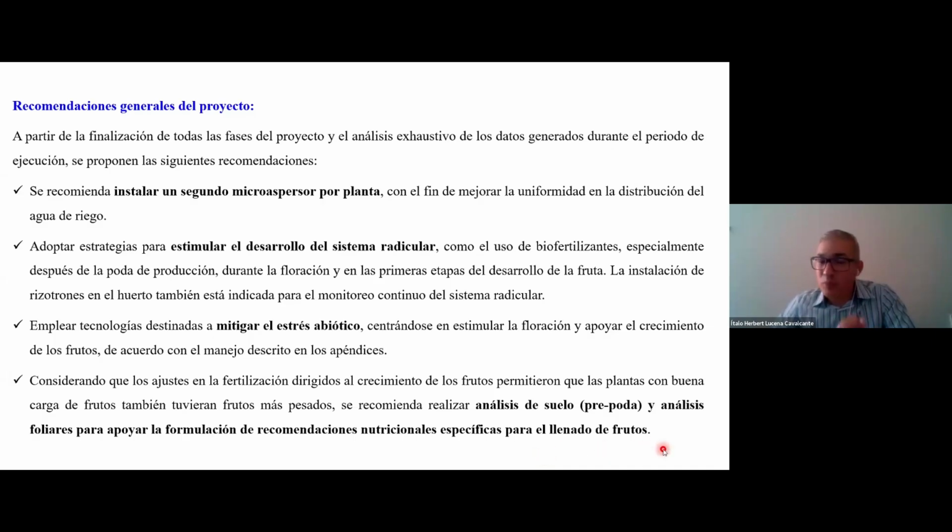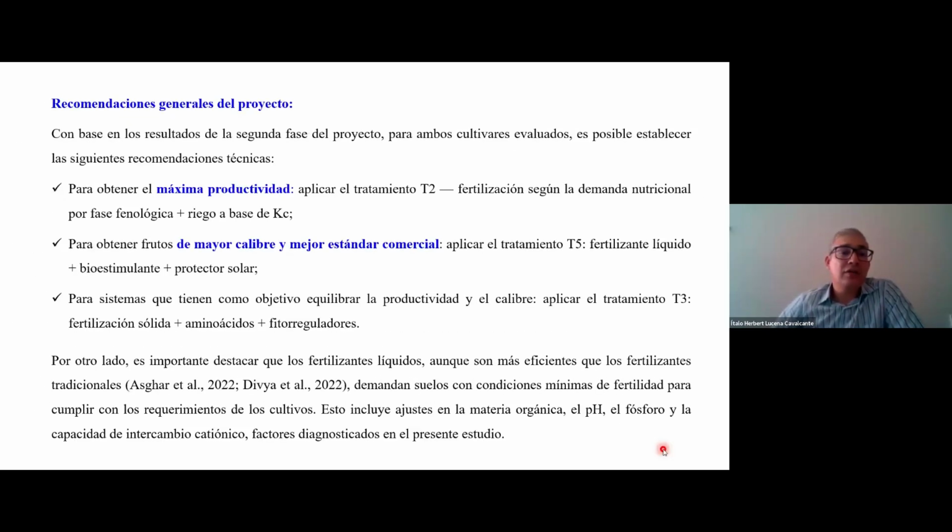Based on the results of the second part of the project, we recommend that for maximum productivity, you should apply the T2 treatment, which is fertilization according to nutritional demand by phenological stage and KC-based irrigation. This was particularly effective for Tommy. To obtain larger fruit and a higher commercial standard, apply T5, which involved a liquid fertilizer.